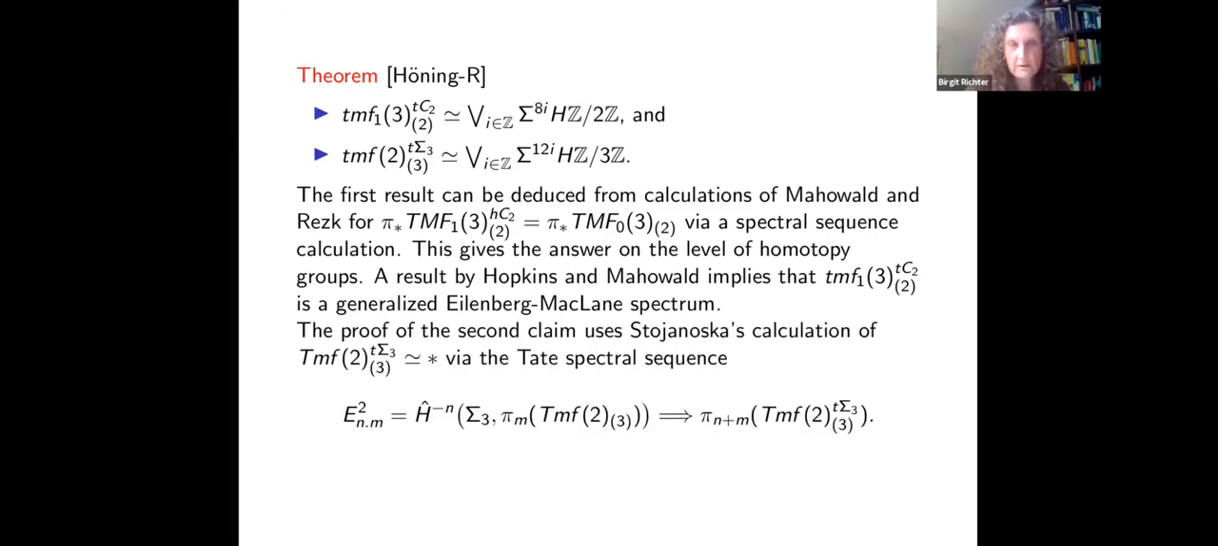For the second result, we use a calculation by Vesna Stojanoska. She proved that the compactified version of level 2 structures on elliptic curves gives rise to a vanishing Tate construction. Again, you go to that spectral sequence, you look where the connective part would end up, and then you get the result on homotopy groups. And again, 2 is 0, 3 is 0 in pi 0, and you can deduce the result above.